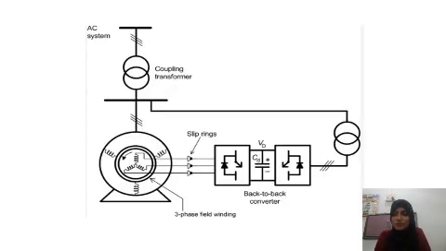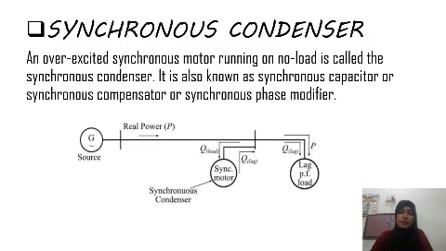And this is an example picture of a synchronous condenser, and this is the AC system, and this is the coupling transformer. This one is the three phase field winding, and this is the back to back converter. And next is the definition of the synchronous condenser.